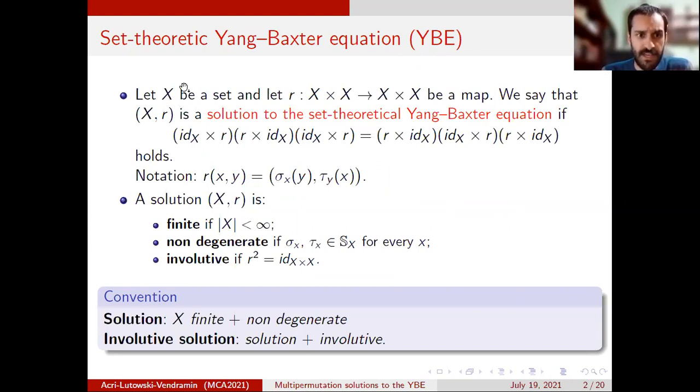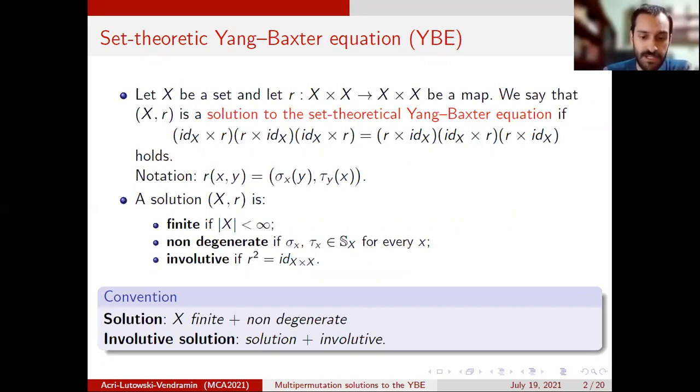for a given set X and a map r from X times X to X times X. We say that the pair (X, r) is a solution to the set-theoretical Yang-Baxter equation if this equality holds. That's the braid equation. This notation is quite usual.